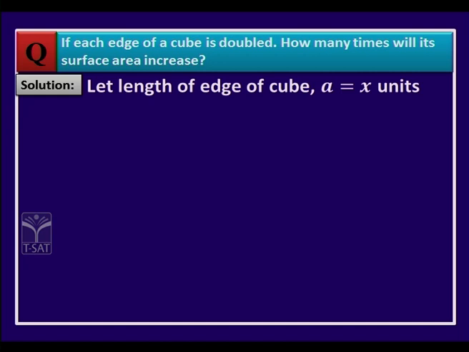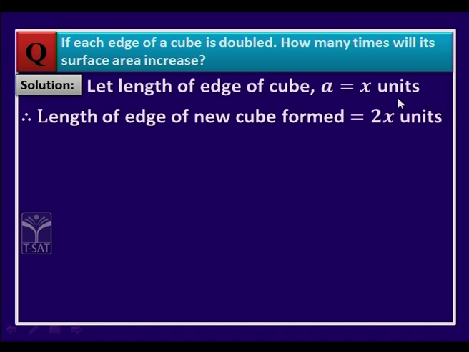But here we do not know the length of the edge of the cube. So, that is why we are assuming the length of the edge of the cube as x units. So, if this is x, on doubling it, what will be the length of the new cube formed? Yes, double means 2 times. So, 2 times x, you get 2x units.